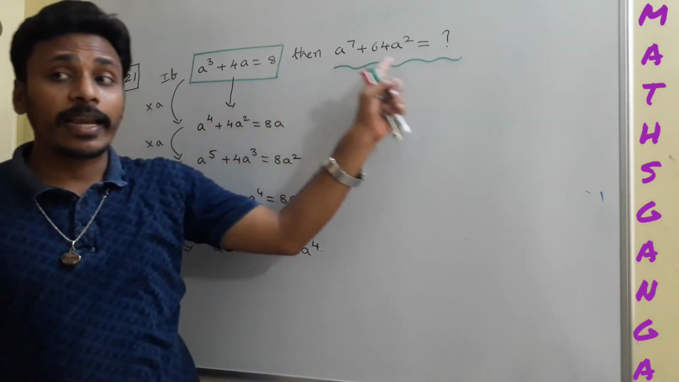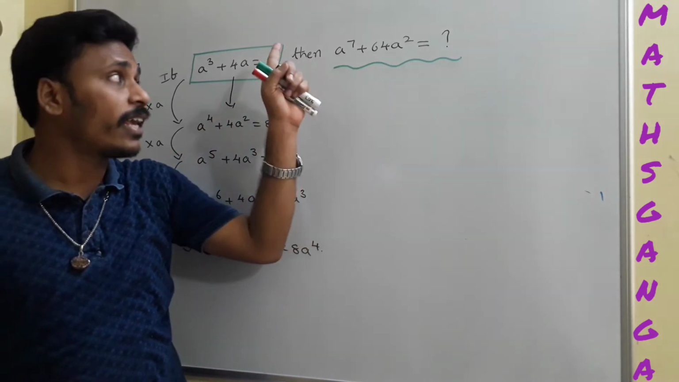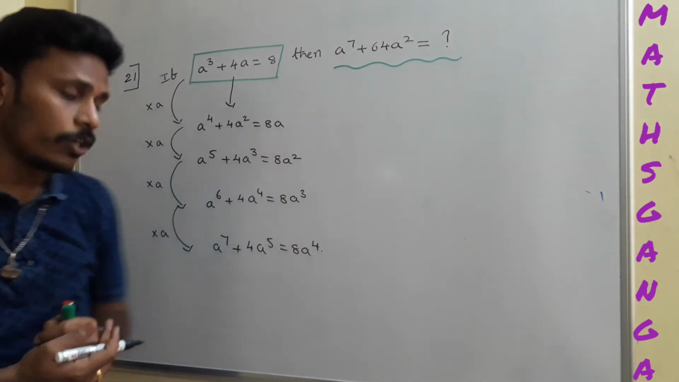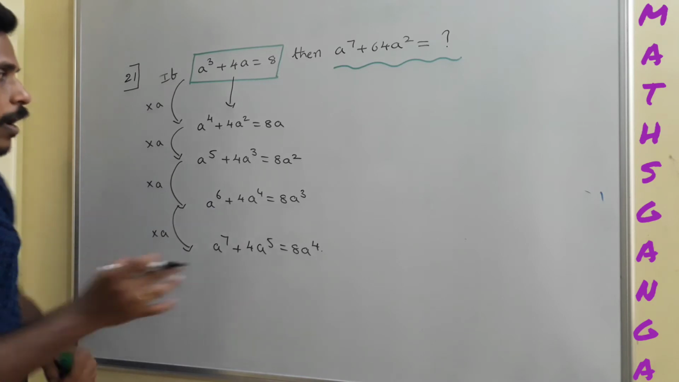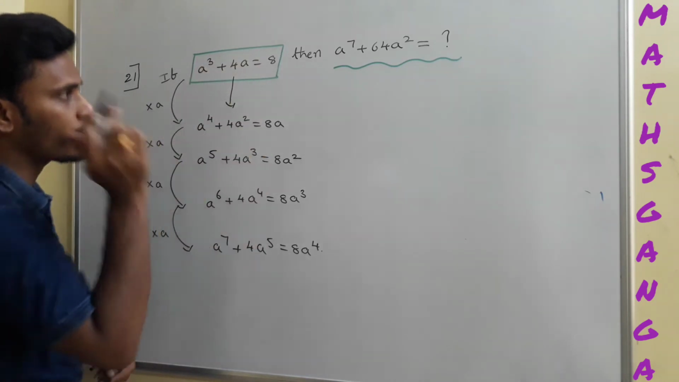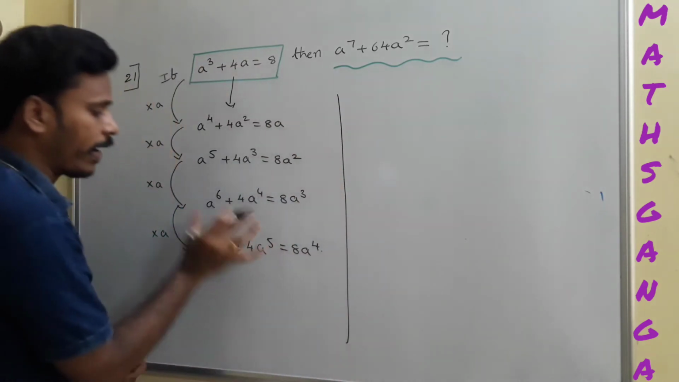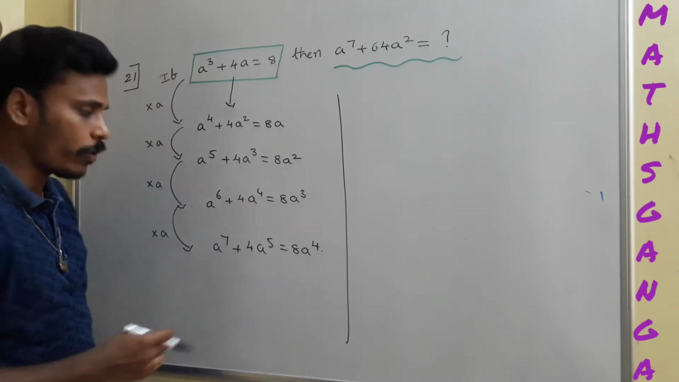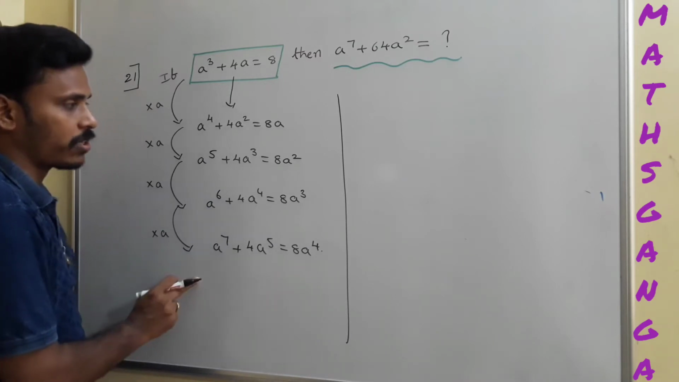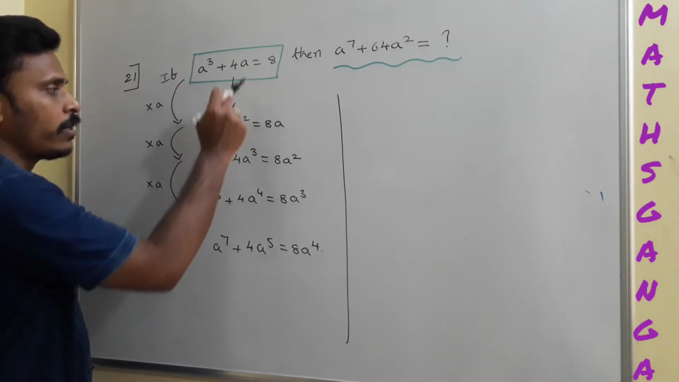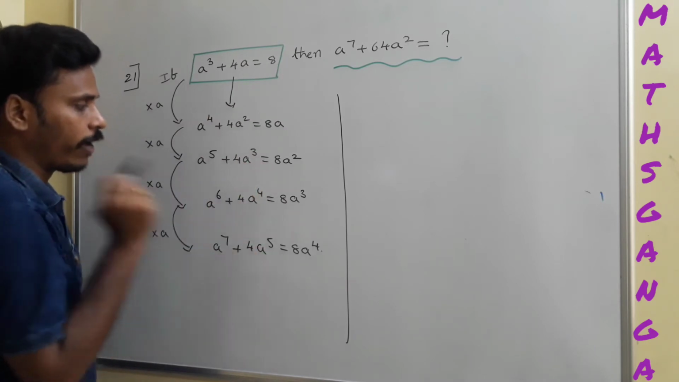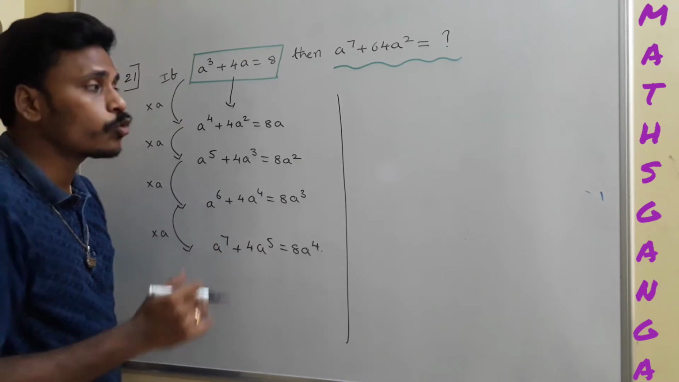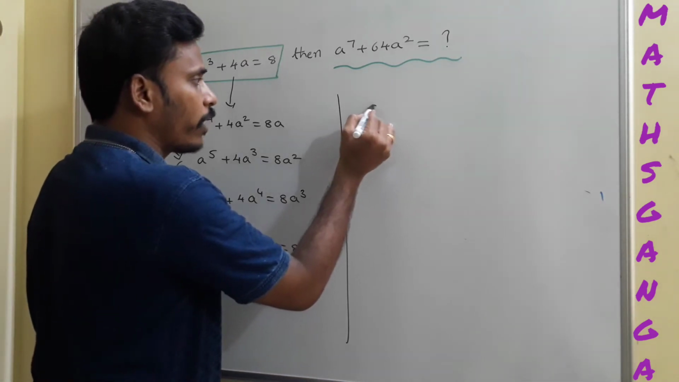Why? Because the required expression is a power 7 plus 64 a square. There just a power 7 is involved, so up to this it is enough. All these relations we have are based on a. Now leave all these things. We need to calculate a power 7 plus 64 a square, and that's why I am starting with the last expression. If you give the names 1, 2, 3, 4, 5, I have 5 relations here. I will use them one by one.